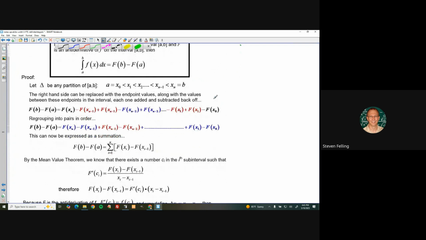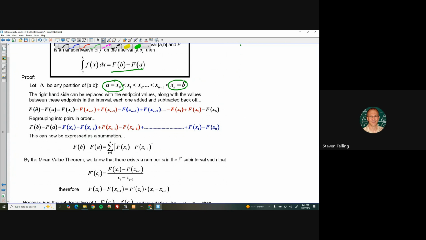So proof, let delta be any partition of this domain from a to b, where these are in order from x0, x1, and so on, covering n x's, arbitrary placement between a and b. The right-hand side of this expression here can be replaced with the endpoint values along with values between these values. So we're going to start with the right-hand side. This is F(b) minus F(a), where this is the antiderivative. But then we're going to say, since that's true, we can add and subtract any number of intermediate values here. So we can say that b is the nth x, x0 is the starting x.